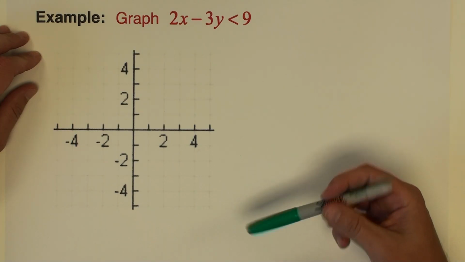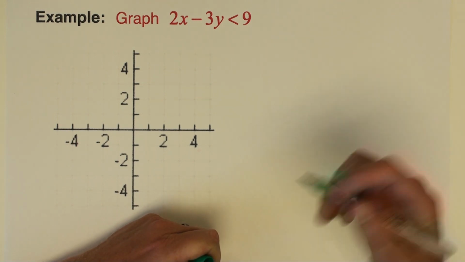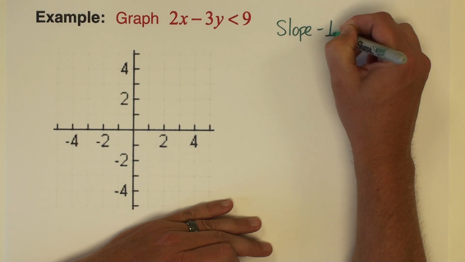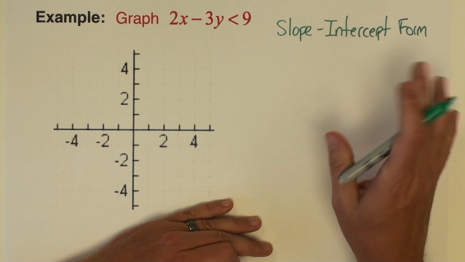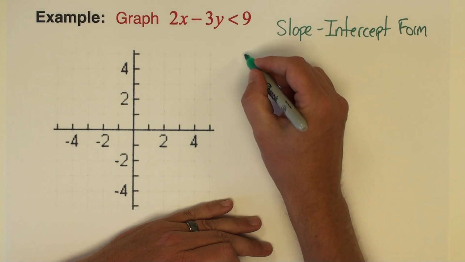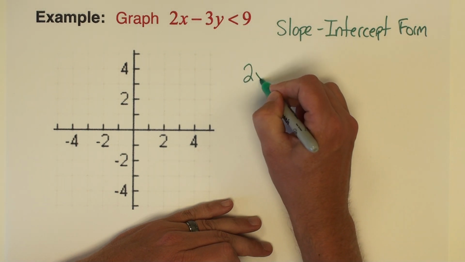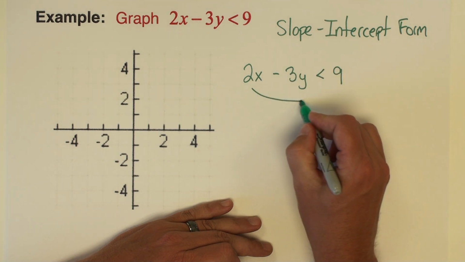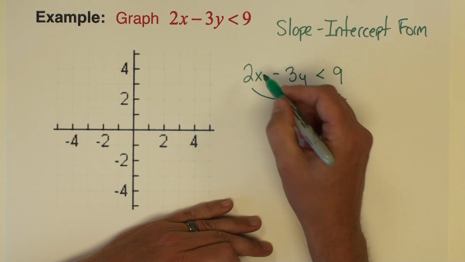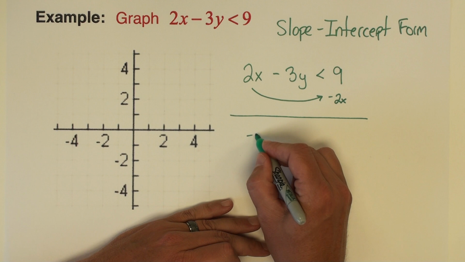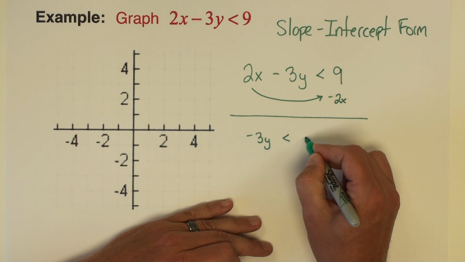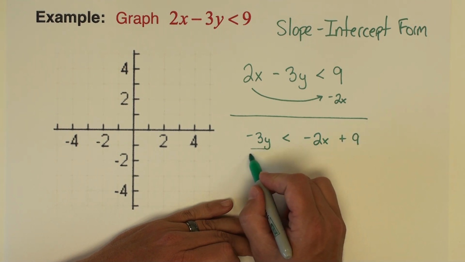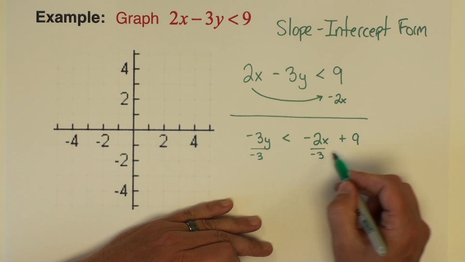Okay, next is 2x minus 3y is less than 9. First things first, I want to change this into slope-intercept form. Remember, slope-intercept form is solving this for y. Let's rewrite it and then I'll go from there: 2x minus 3y is less than 9. I'm going to bring the 2x over by subtracting it. That's going to give me negative 3y is less than negative 2x plus 9. Now I'm going to divide the negative 3 off of the y.